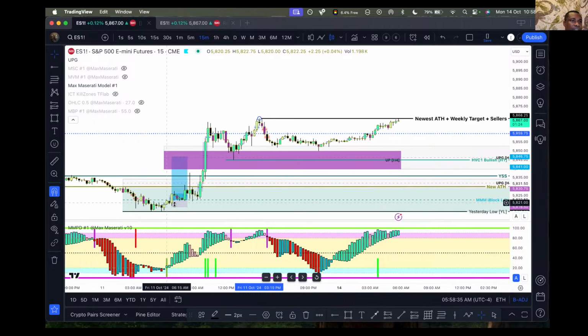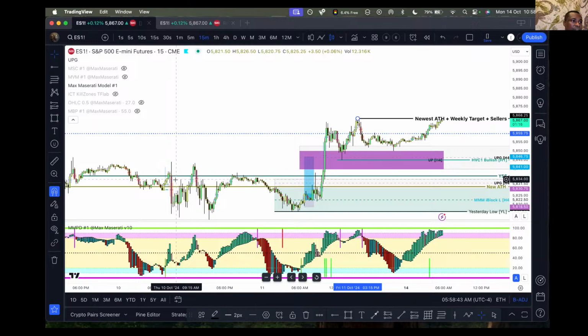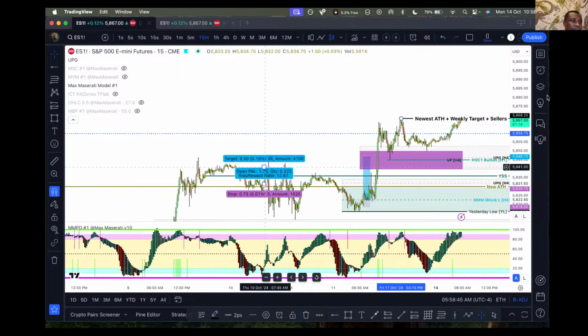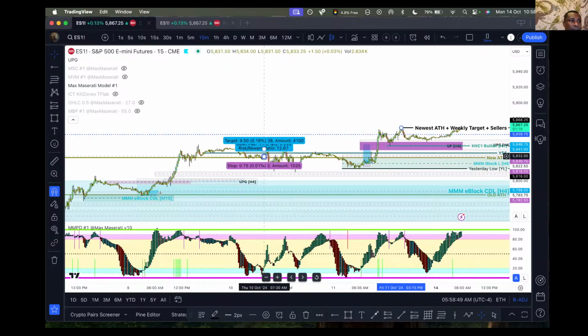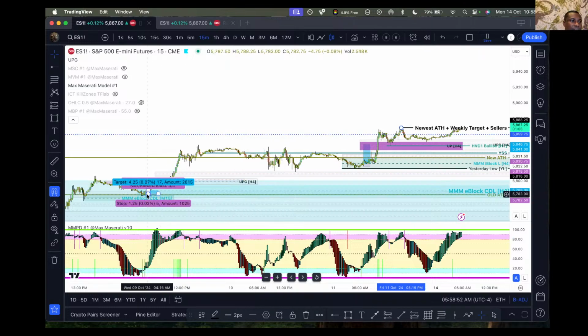So this is the trade I took on Friday. This is the trade I took on Wednesday. Where's Wednesday? All the way down here. I took this trade on Wednesday. I took the trade from all the way down here, and then I took this trade here.